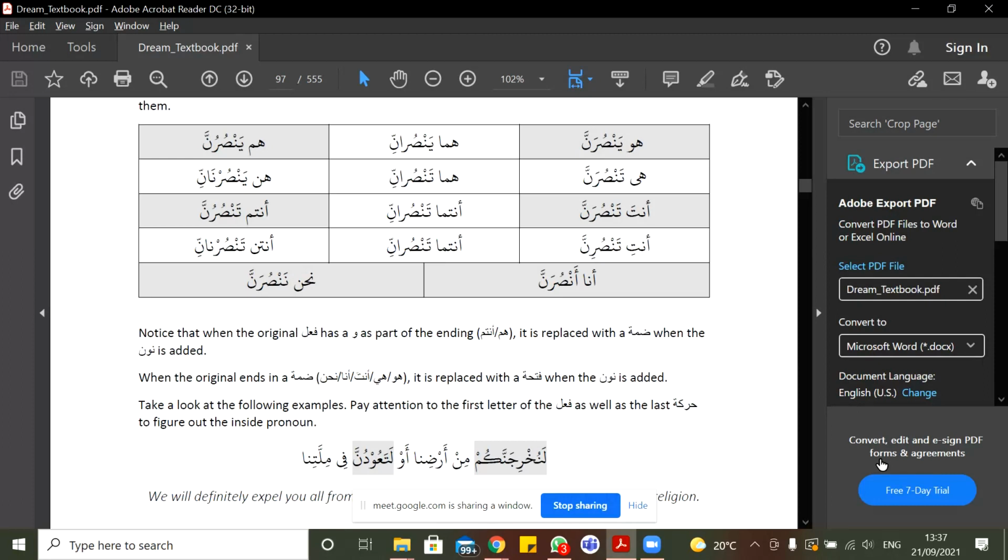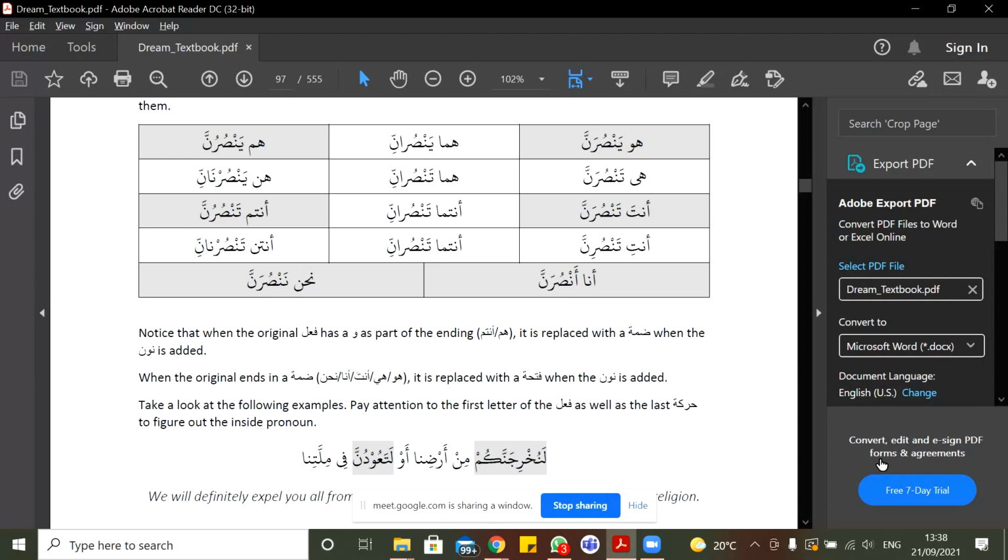Hum yansuruna has ra, wow and noon. Now the noon has been replaced with the dhamma and another noon is added. So yansurunna and yansurunna would be the same, right? So here yansuruna is giving us a wow ending, like I was trying to explain earlier. It makes sense here as well, because when you say yansurunna, you are pronouncing the wow anyway, trying to connect the dhamma with the shadda.